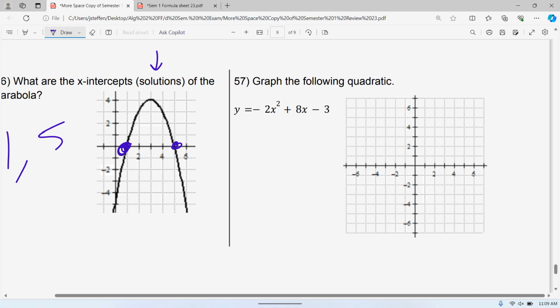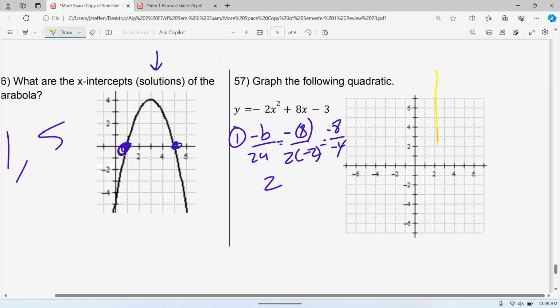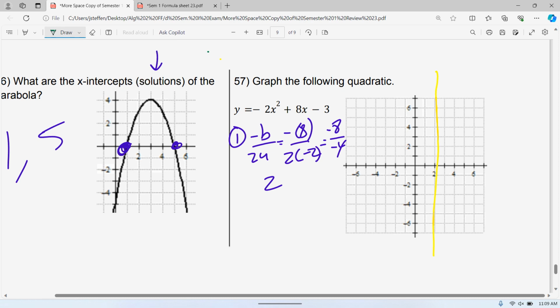Graph the following quadratic. First step is finding the x. So it's negative 8 over 2 times negative 2. That's negative 8 over negative 4, which is 2. So that is right here. Once you have that 2, again, it's not a bad idea to double check right here, just to make sure, especially that your signs are correct. So it's negative b, so that ends up negative 8, over 2 times negative 2. Okay.